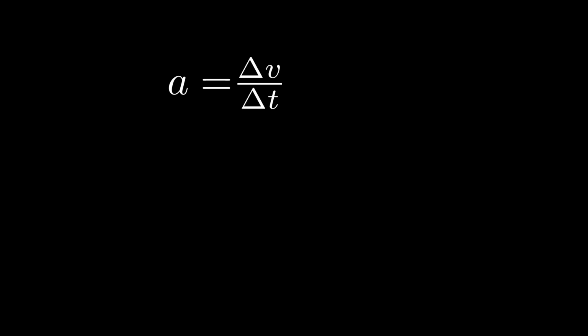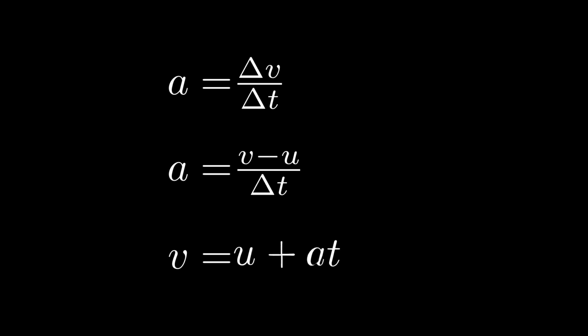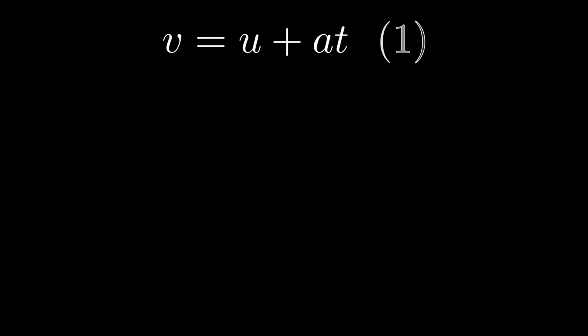Onto the actual derivation. From definition, acceleration equals change in velocity over change in time. We can rewrite change in velocity as final velocity minus initial velocity. If we rearrange this equation to make v the subject, we get v equals u plus at. This gives us our first equation, equation 1, v equals u plus at.